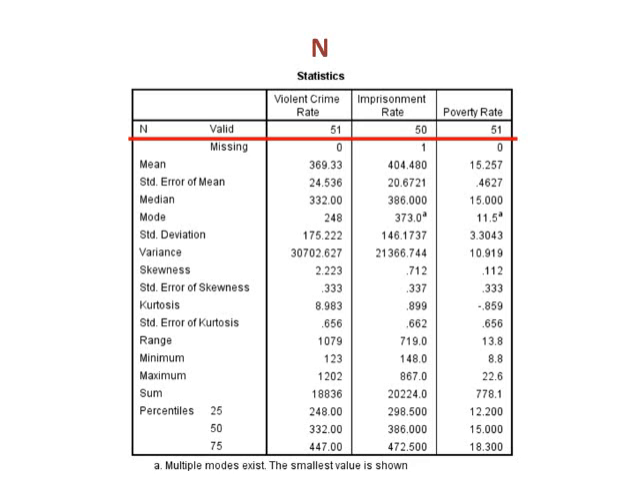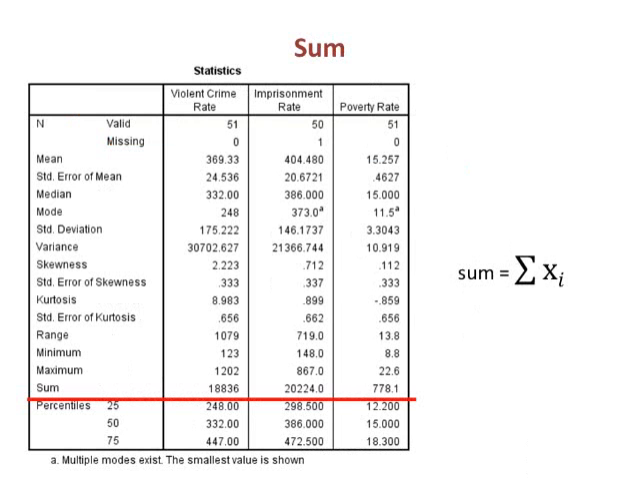SPSS gives a count of both non-missing and missing data. There are 51 non-missing observations for violent crime rate and 51 for poverty rate, but only 50 for imprisonment rate. I know from exploring the data that the one missing observation for imprisonment rate is the District of Columbia.